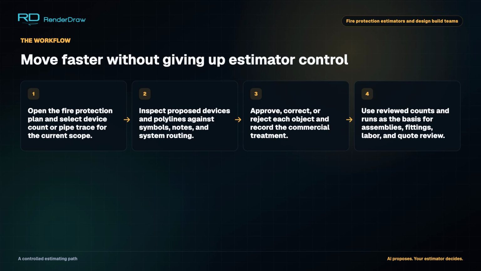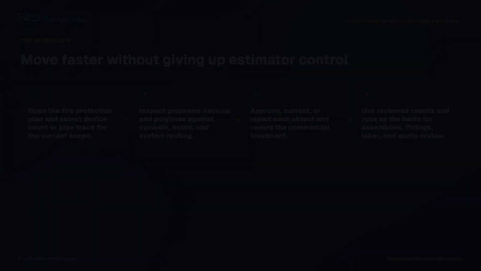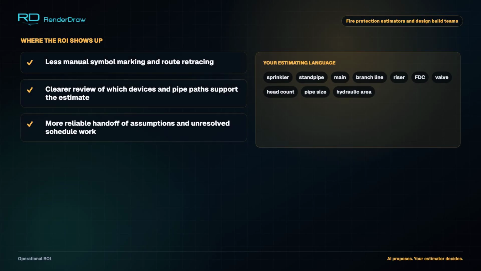The supported workflow is deliberately honest about its limits. Device counting and pipe tracing are available here. Schedule reconciliation remains unavailable in this demo, so the system does not pretend that a schedule, riser diagram, and plan have already been resolved. You still check conflicts, specifications, design criteria, exclusions, and applicable code requirements before carrying quantities into material and labor.